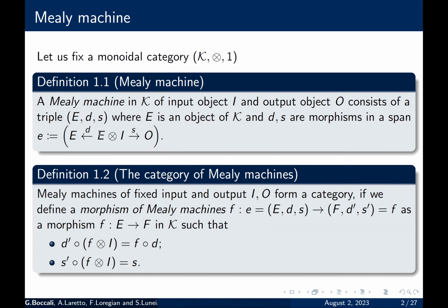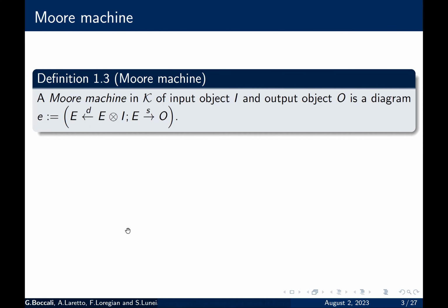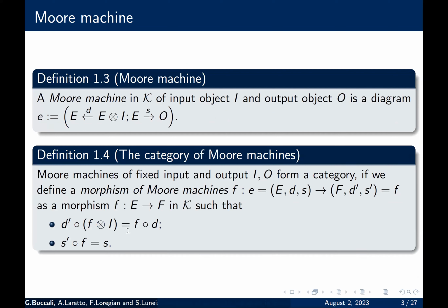Obviously, we can fix one input object and one output object. We can define a category of Mealy machines of input I and output O. In the obvious way, a morphism between two such machines is a morphism between the state objects such that the obvious diagrams commute. Similarly, we can define a Moore machine, which is a Mealy machine with the S part mute in the input argument. And similarly, we can define also a category of Moore machines in the same way.